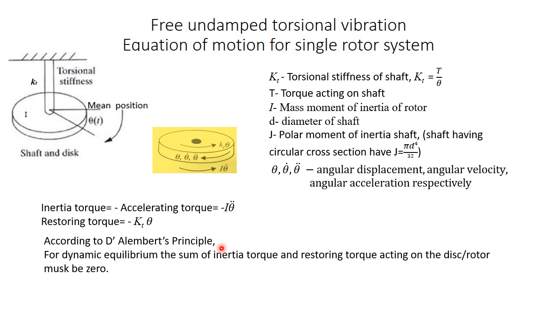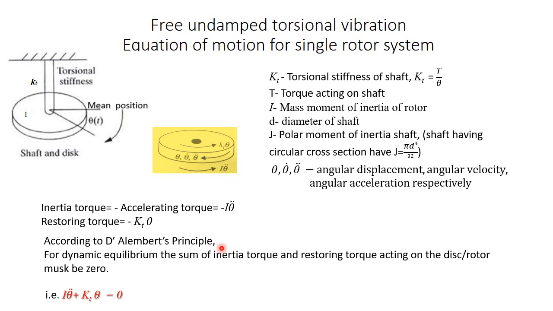So here we are considering a system which is undergoing an angular deflection. Newton's second law can be stated as: the rate of change of angular momentum of the system is equal to the net torque acting on the system. So by D'Alembert's principle, we can represent Newton's second law as, for dynamic equilibrium, the sum of all the restoring torque and the inertial torque of the system must be 0.